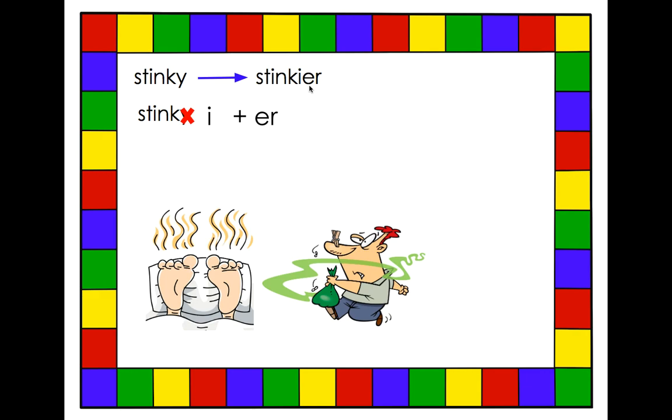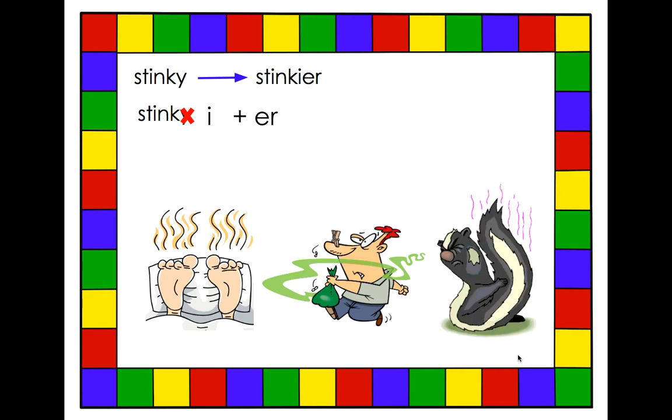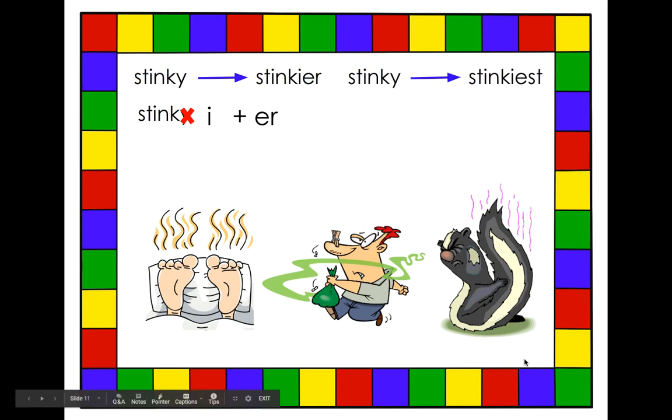But we're comparing three or more objects today. So what could be the stinkiest? That skunk. He's so stinky, he can't even stand himself. That skunk is the stinkiest. How are we going to change stinky to stinkiest? You know the pattern. Stinky, we're going to change the Y to an I and add EST.